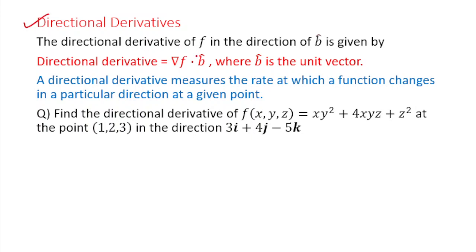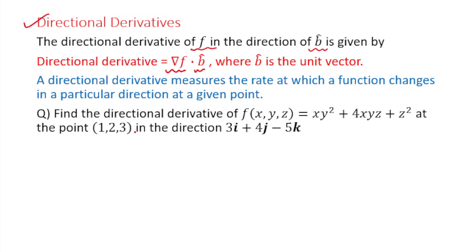The directional derivative of f, where of course f is a scalar valued function, in the direction of vector b cap, where b is the direction, and in that direction I am taking the unit vector. So it is given by del f, the gradient of the function, dot b cap, where b cap is the direction in which you want to find the directional derivative. What is the meaning of directional derivative? A directional derivative measures the rate at which a function changes in a particular direction at a given point.